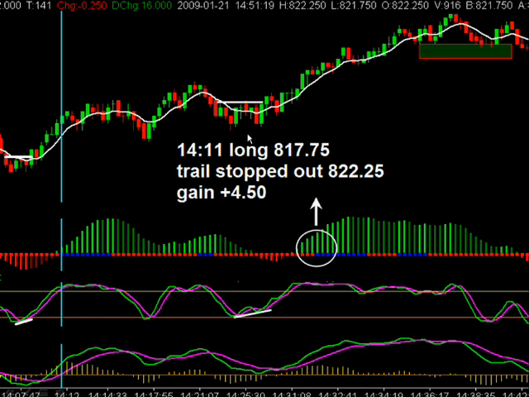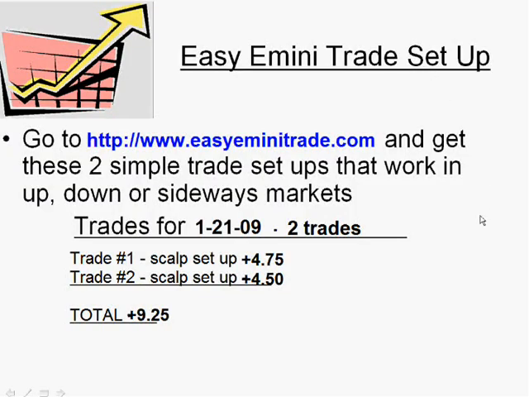So I actually got in over here, used my trail stop method to exit, and actually I was not stopped out until right up here. So like that trade a lot. I was out at 8:22.25 for a gain of 4 1/2. So today I took 2 trades, and they were scalp setups, and I had a profit of 4 3/4 on the first trade and 4 1/2 on the second, for a total of 9 1/4.